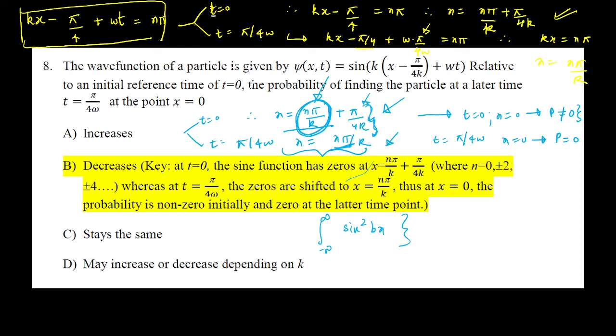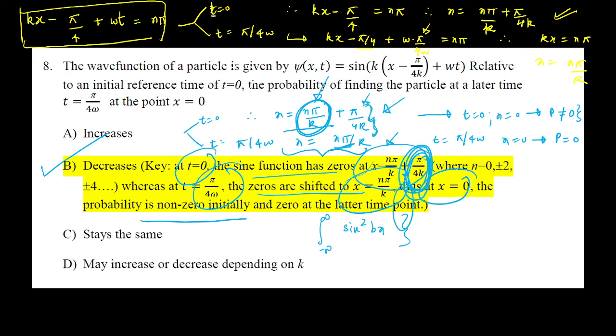So for x equal to 0 and time t equal to 0, it will have non-zero probability. But for x equal to 0 and time equal to pi by 4 omega, it will have 0 probability. So from non-zero to 0, the probability will decrease. That is why option B is correct. It says at time t equal to 0, the sine function has zeros as we found out, and at time t equal to pi by 4 omega, the zeros are shifted to this. Thus at x equal to 0, the probability is non-zero initially because it has some extra pi by 4k part, and 0 at a later point. So that's how we can understand this concept.